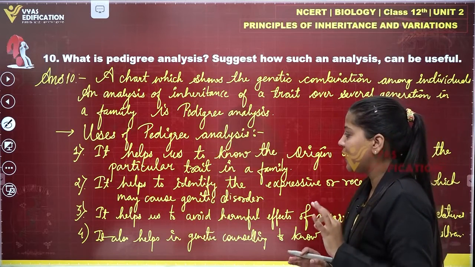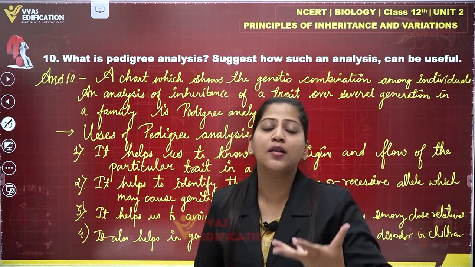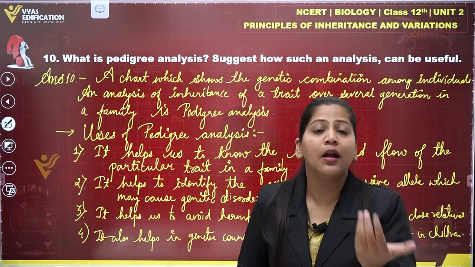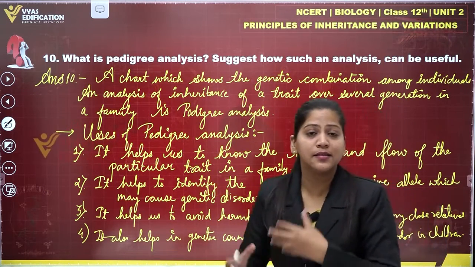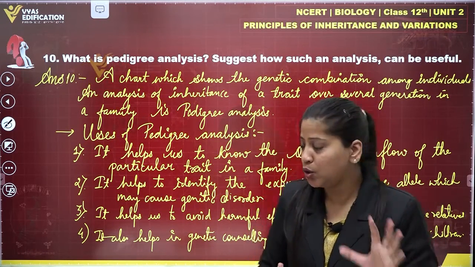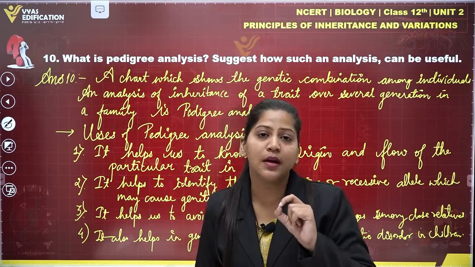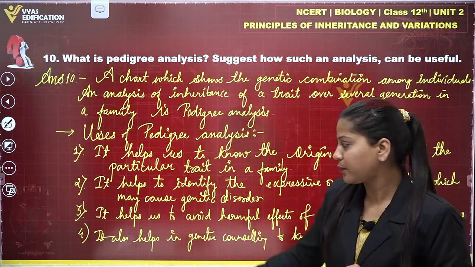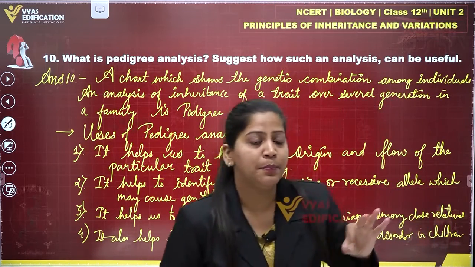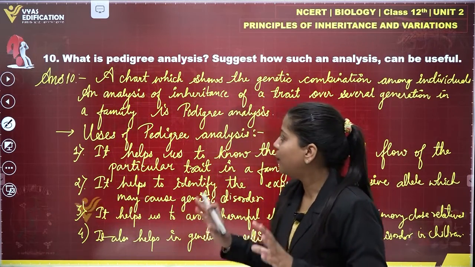By this pedigree analysis, we also can identify the expressive or recessive allele which can cause genetic disorders in a family or in any individual, such as color blindness. So these disorders can be identified with the help of pedigree analysis done by doctors. It also helps us to avoid harmful effects of marriages among close relatives. And last but not least, it also helps in the genetic counseling of a family to know the genetic disorder in children. And I hope you all get the answer.